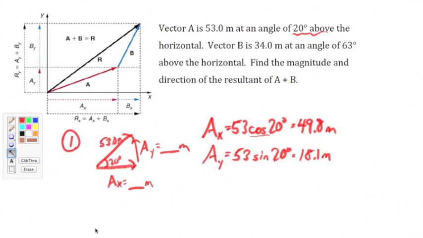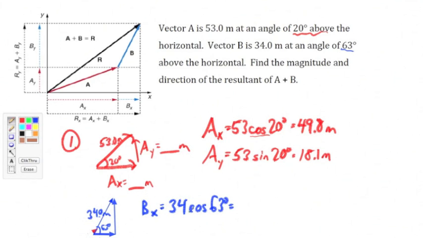For vector B, we'll repeat this process. If I have color coding, I might as well use it. So we'll figure out BX and BY. It said it was 63 degrees above the horizontal. And we said this was exactly 34 meters. So BX in this case will be 34 times the cosine of 63 degrees.